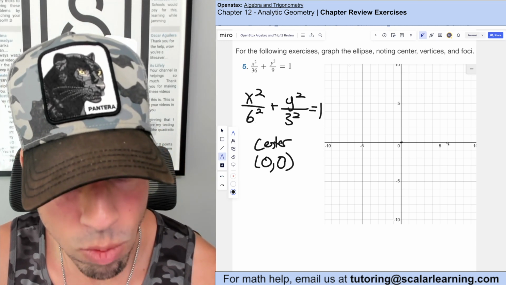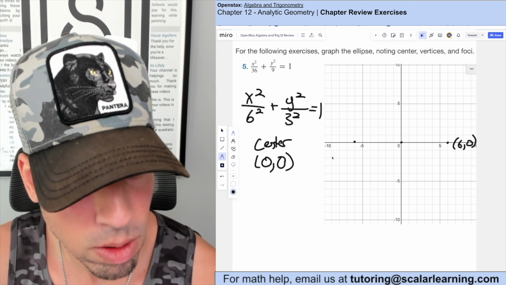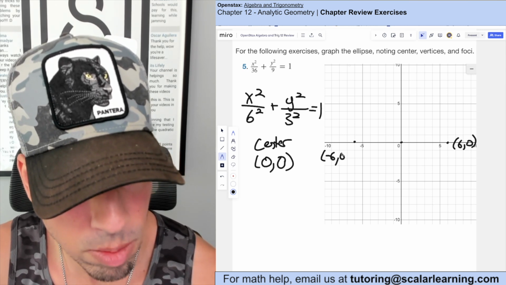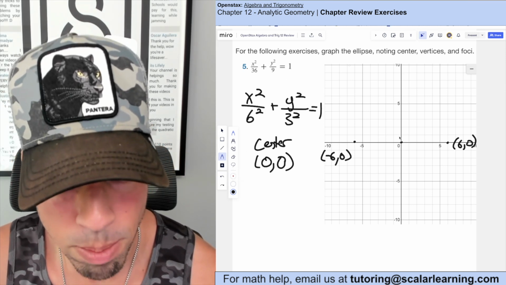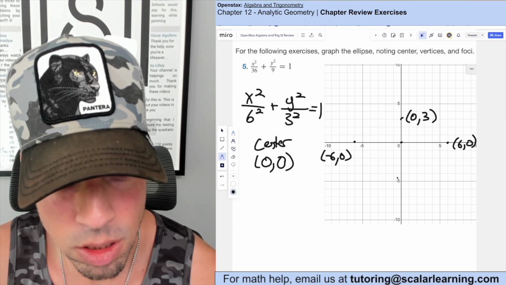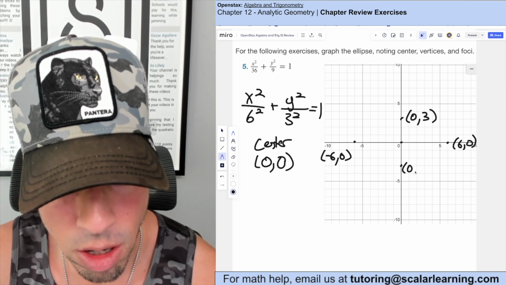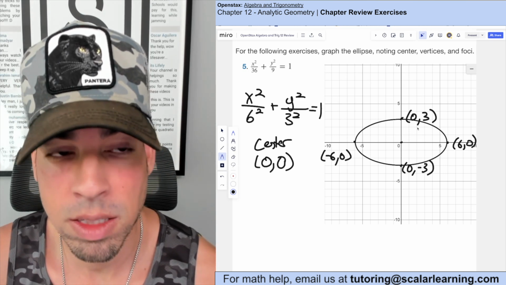So we're going to have one here at 6, 0. We're going to have one here at -6, 0. And then we're going to go up and down because that's under the y value of 3. So we're going to go up 3, there's one of the co-vertices, and down 3, there's the other co-vertex. Now let's graph that. So there's the ellipse, and last but not least, let's get the foci.